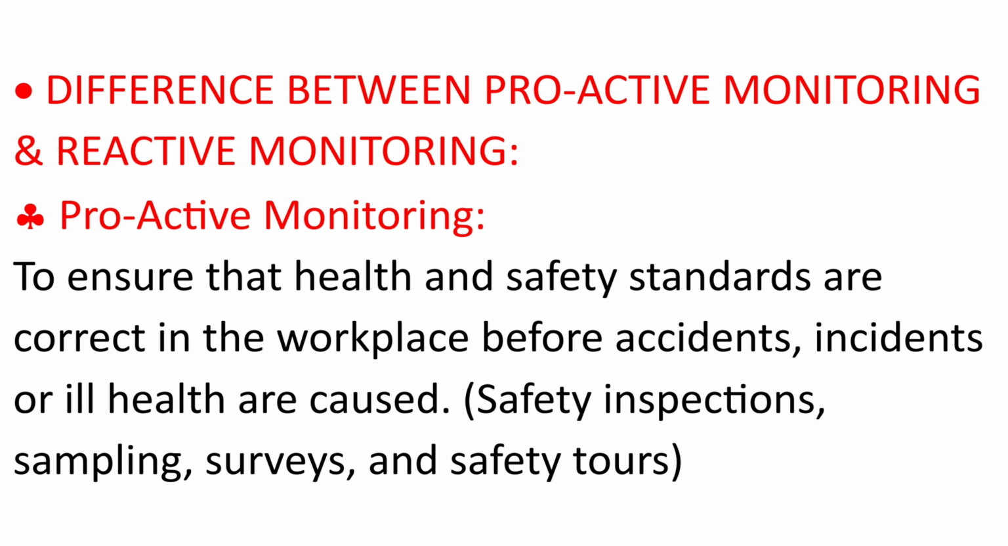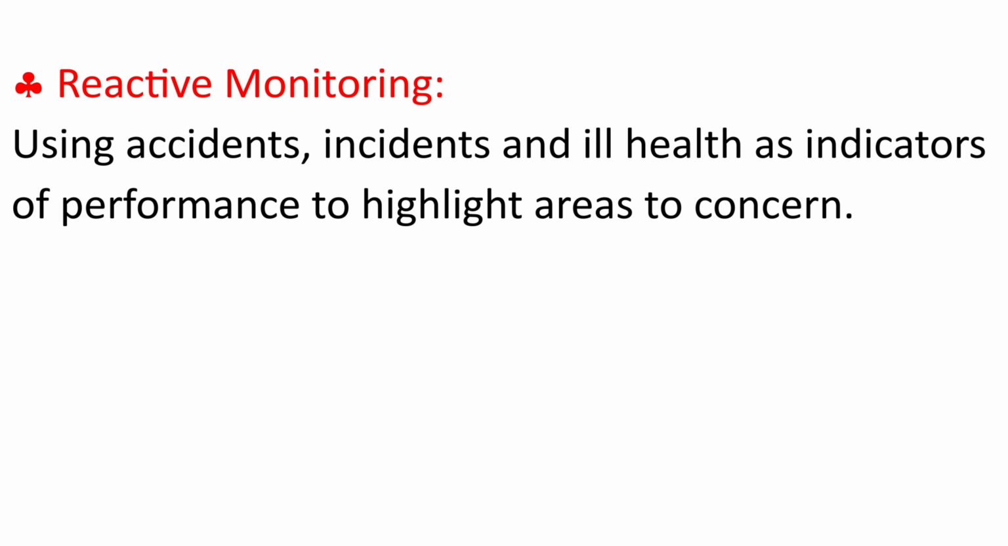Difference between proactive monitoring and reactive monitoring. Question. Proactive monitoring. Answer. To ensure that health and safety standards are correct in the workplace before accidents, incidents, or ill health are caused. Safety inspections, sampling, surveys, and safety tours. Question. Reactive monitoring. Answer. Using accidents, incidents, and ill health as indicators of performance to highlight areas of concern.